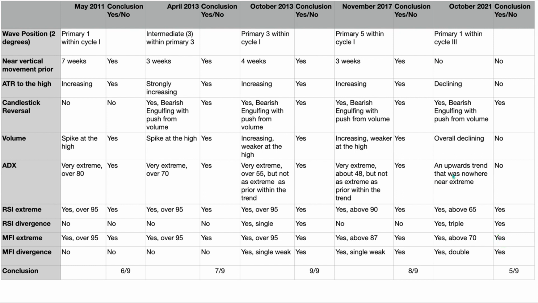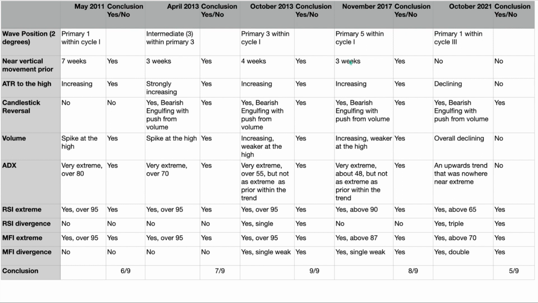So they're not all the same. They're all a little bit different. This one and this one are really similar. Oh, sorry, no, it's this one and this one are really similar. And this one, October 2021, the all-time high, that looked really different. So that was pretty hard to identify.